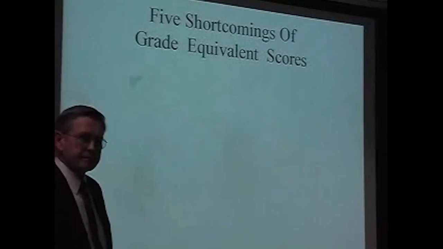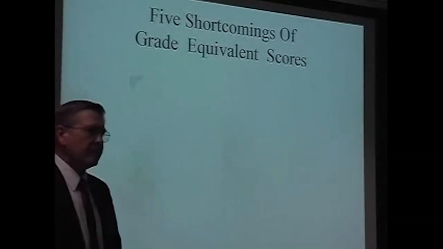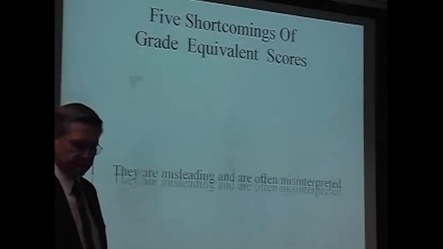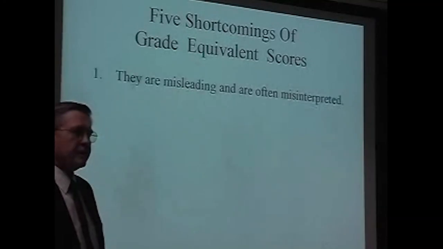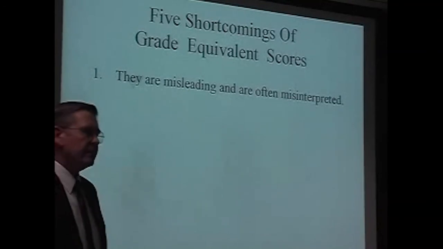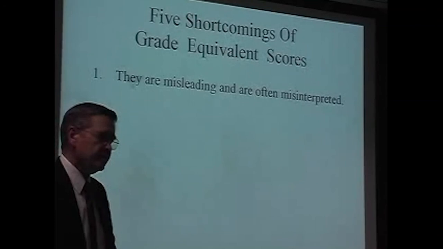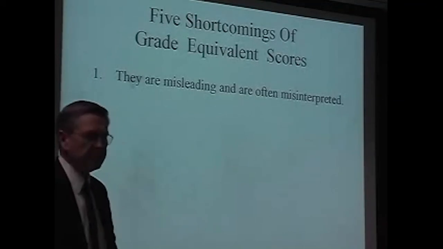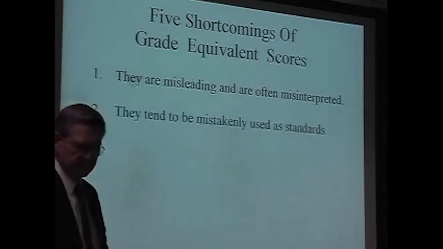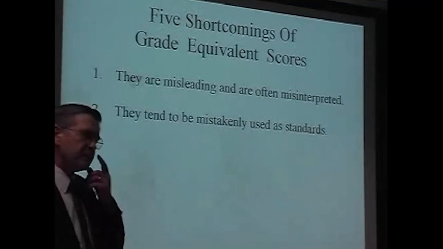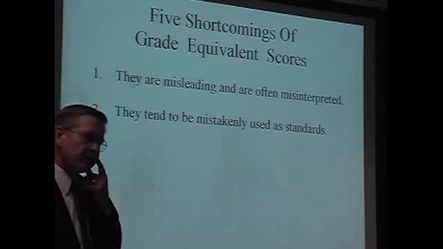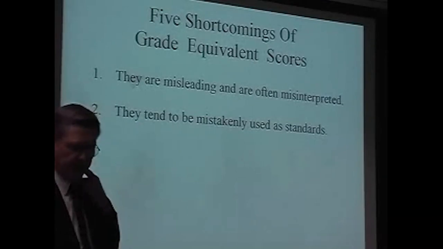Now, I've got to wrap this up. There are 5 shortcomings of grade equivalent scores. The first has to do with the ease with which they're misinterpreted. The fact of the matter is, their apparent simplicity is deceptive. They do not mean what they appear to mean. Second, they're often mistakenly used as prescriptive standards rather than descriptions of what is. We interpret them as what ought to be.